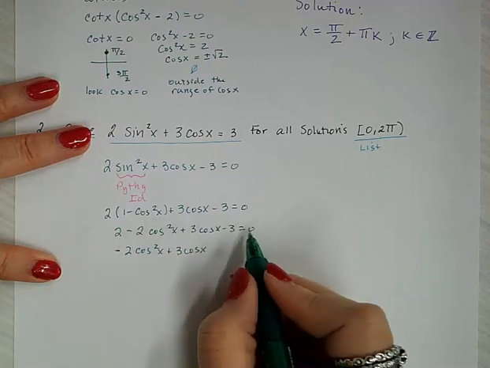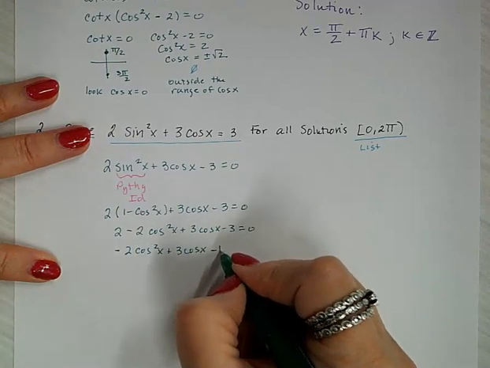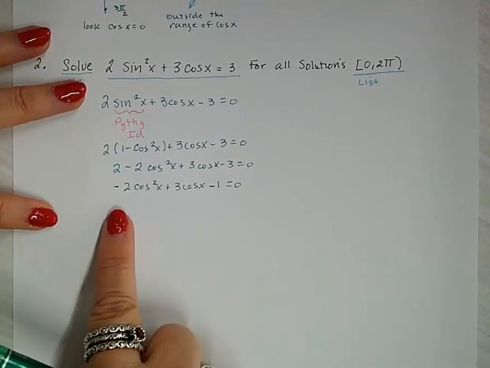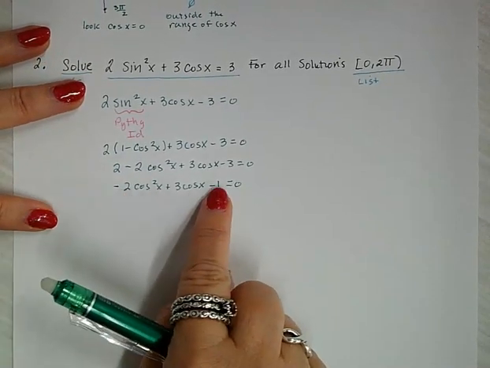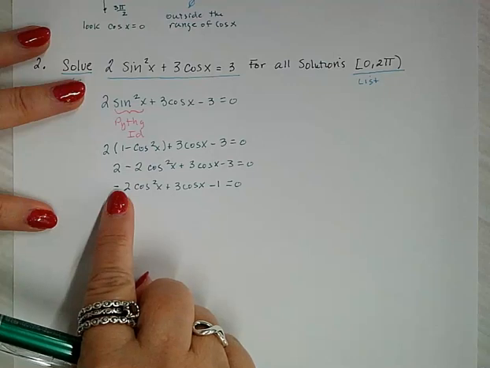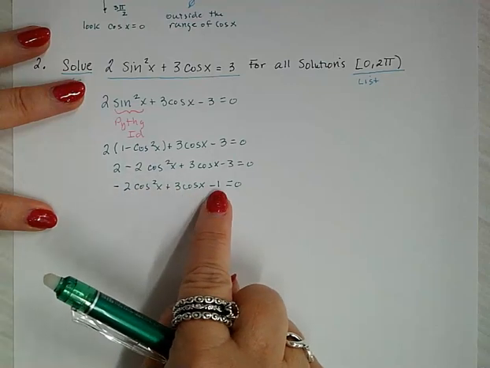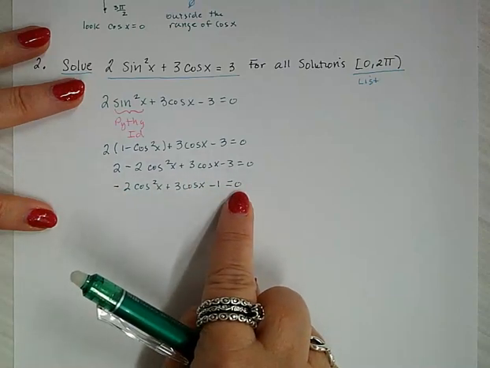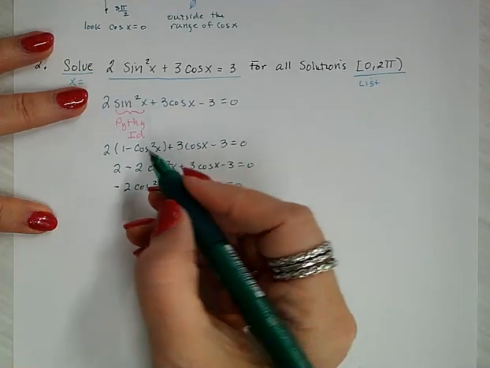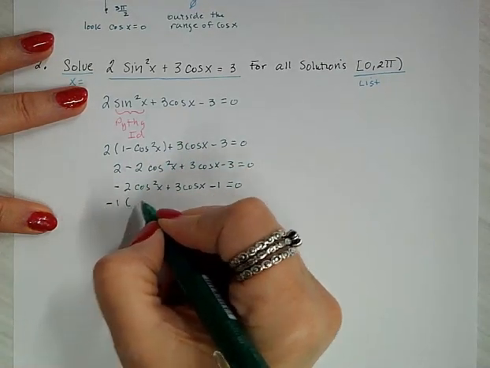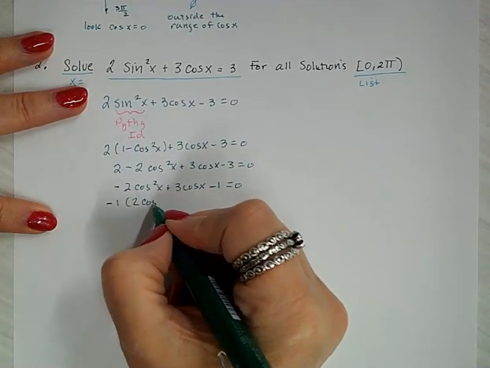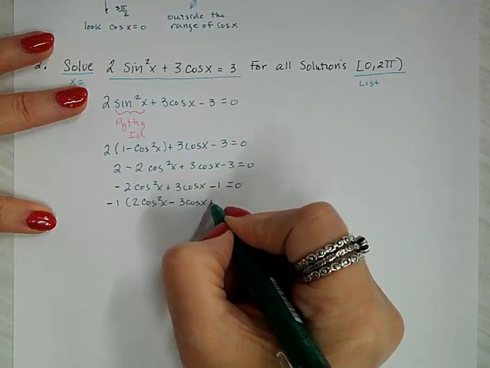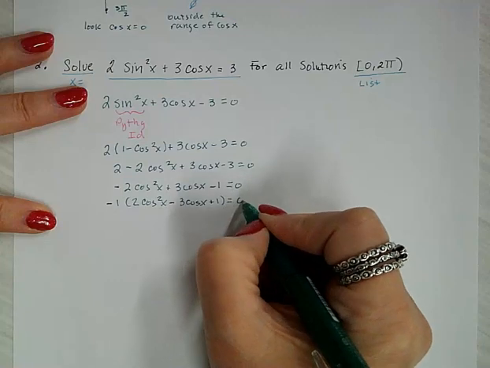And then I have a positive 2 and a negative 3, so that's going to be negative 1. But I still don't want to factor when my a value is negative. So I'm going to divide a negative 1 out of everything, which is simply going to flip all these expressions, and then I can divide both sides by negative 1 to get rid of the negative 1. So what I mean by that is I'm going to pull out the negative 1, 2 cosine squared x, which is going to change this sign, which is going to change this sign, equals 0.